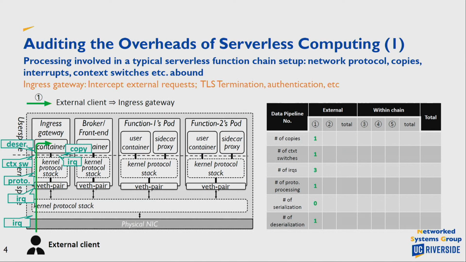But this data plane design comes with lots of complexity and overheads, so I will perform an overhead audit of a typical serverless function chain setup in Knative to explain how the overhead is introduced, by following the data path of a request. In the first step, there is an external client. It sends a request to this function chain in the serverless cloud. But this request is first intercepted by the ingress gateway. And this process introduces 1 copy, 1 context switch, 3 interrupts, 1 protocol processing, and 1 deserialization.